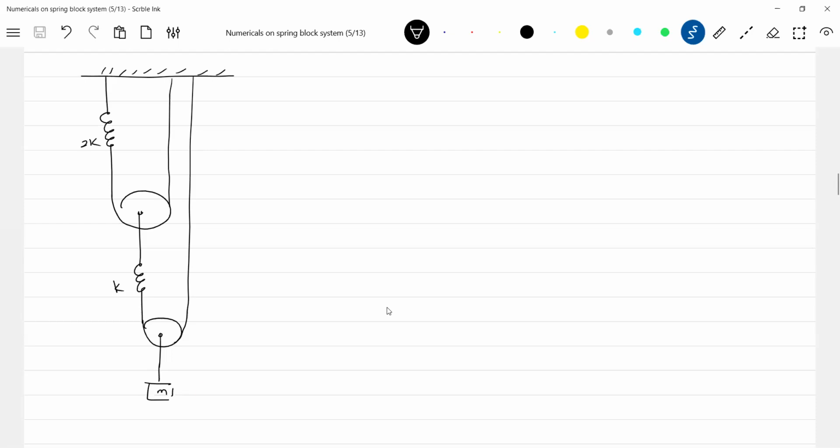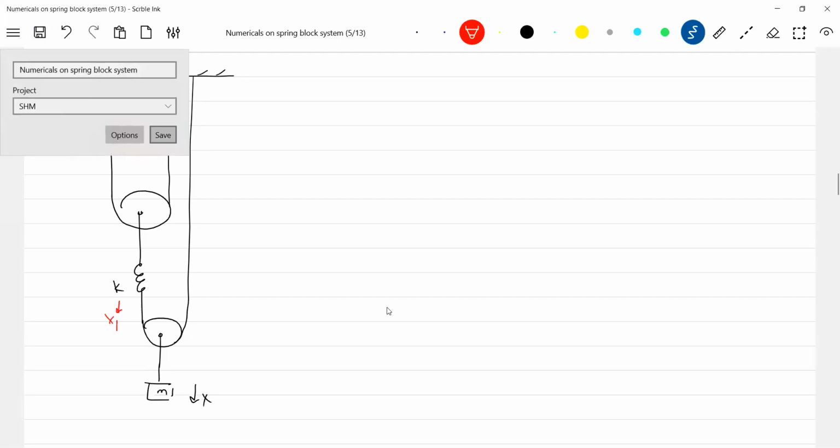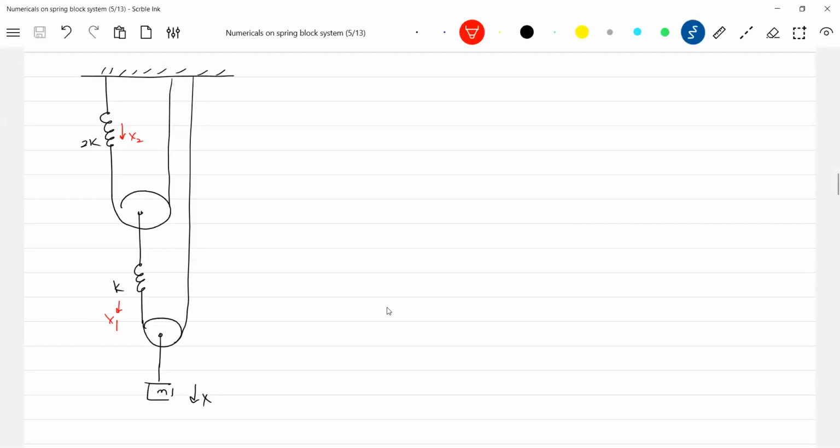What is the basic method? Let me take this X. Let the elongation of this spring be X1, and the elongation of this spring be X2. First, the superposition principle we have to apply. So I'll begin like this. Let this spring not be there. Let's assume that there's only a string like this.